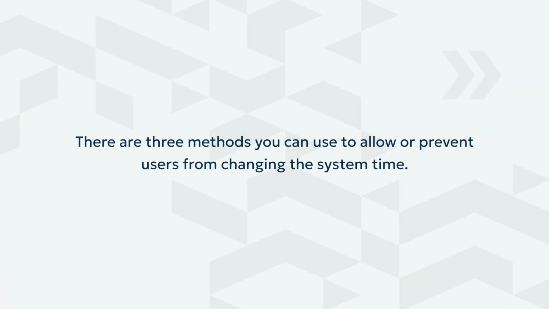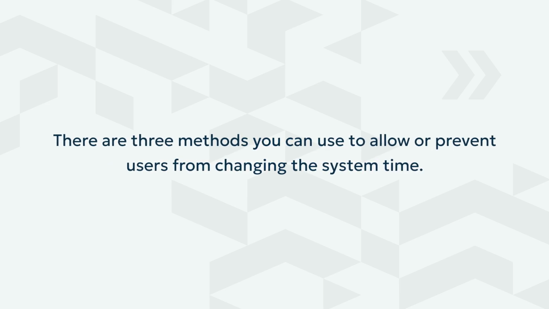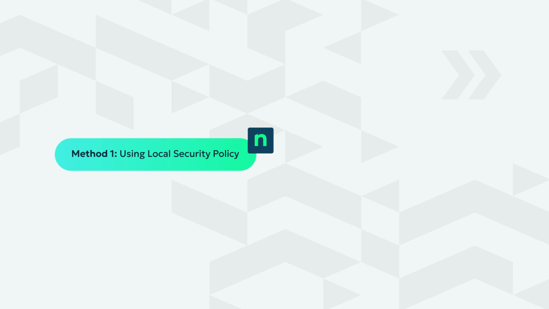Allowing or preventing users from changing time. There are three methods you can use to allow or prevent users from changing the system time. Method 1. Using Local Security Policy.